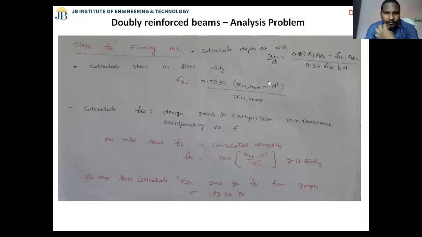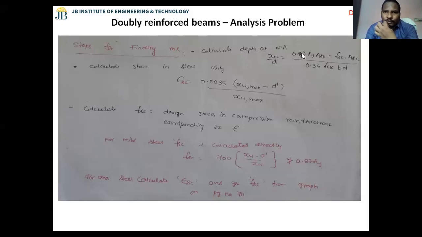Steps, here are the steps, guys. First, what we do is you find out the depth of neutral axis. For the given beam, you find out the depth of neutral axis using this equation. This equation is not available in the IS code directly, guys. So for doubly reinforced beams, you have to remember this equation.